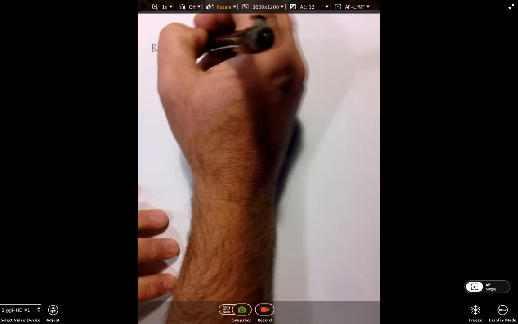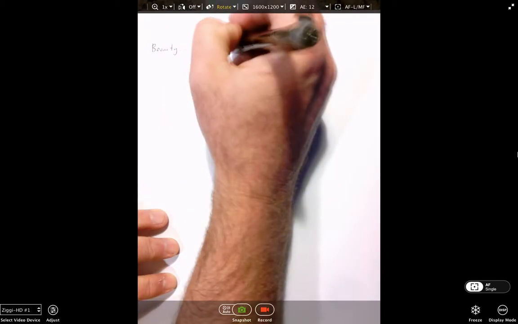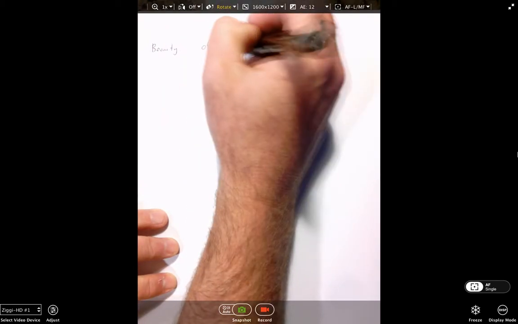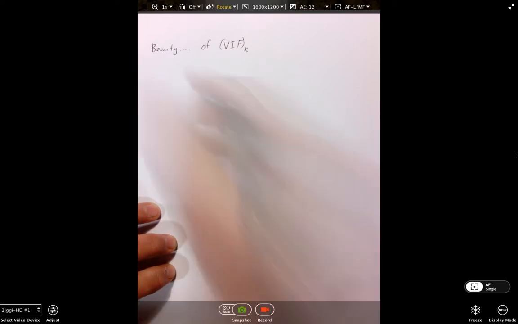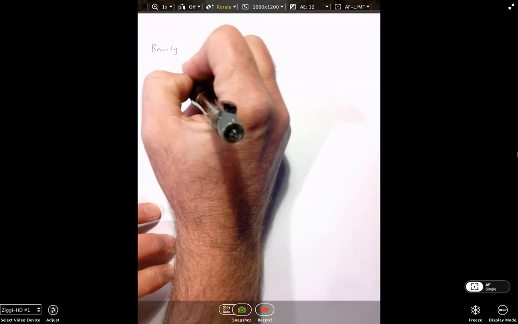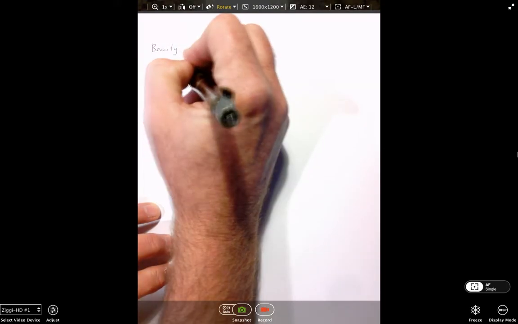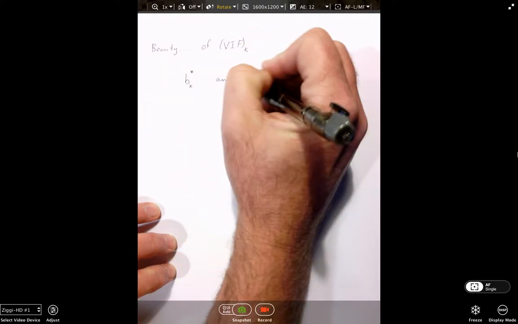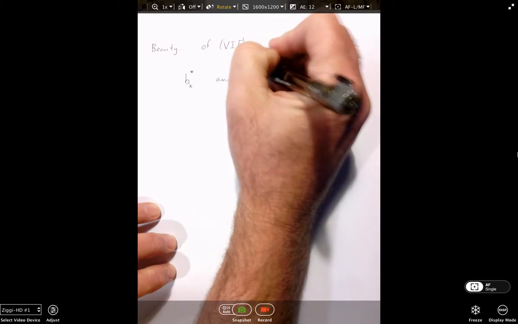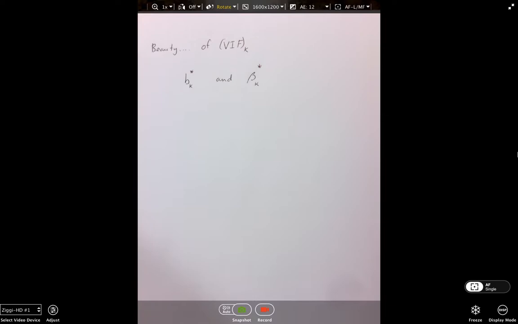The beauty of the variance inflation factor for some particular B star sub k is that it allows us to tap into the difference between our estimated regression coefficient and what we're actually estimating. So it gives us an estimate of the difference in these two values.